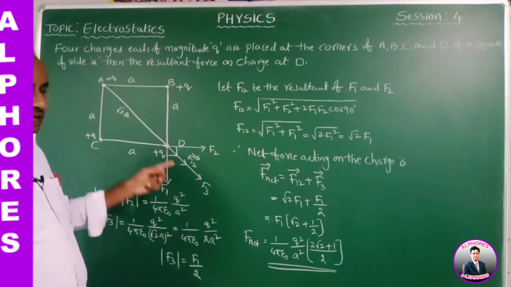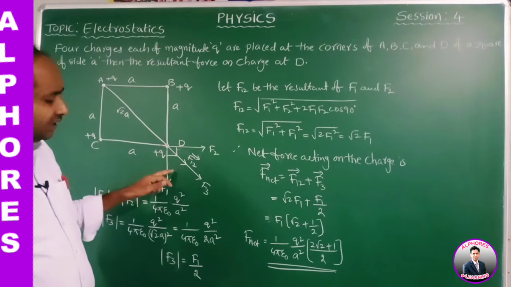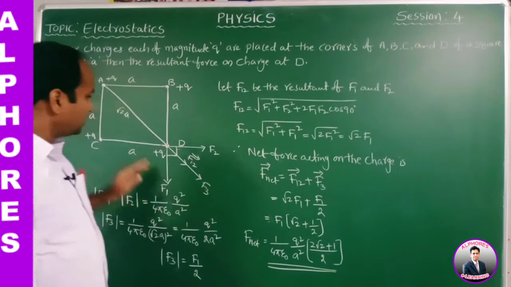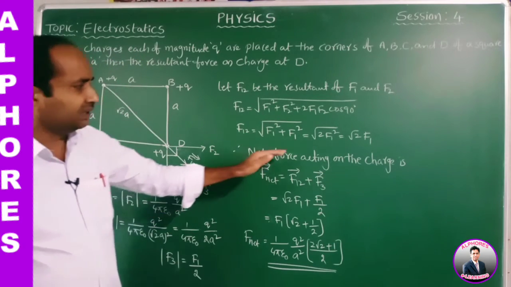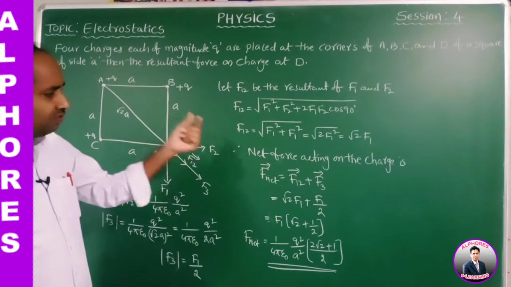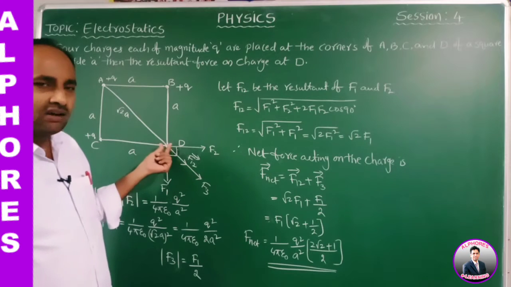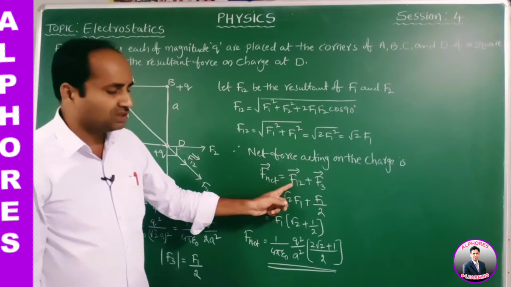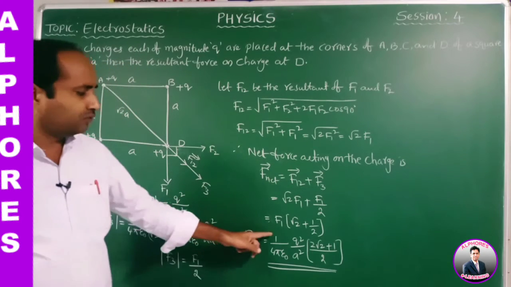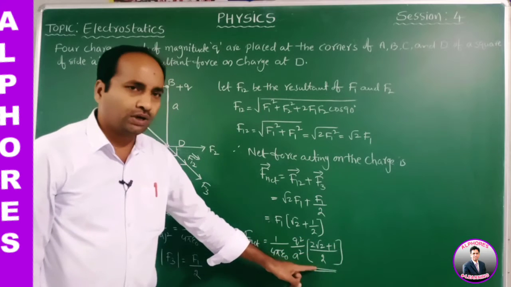Again, F3 we are calculating. First we should calculate the resultant of F1 and F2, which we got as root 2 F1. And similarly we are calculating F3. And if you observe these notations in the diagram, the net force acting on the charge at D is F net equal to the vector sum of F12 plus F3, which is 1 by 4 pi epsilon naught Q square by A square 2 root 2 plus 1 by 2.